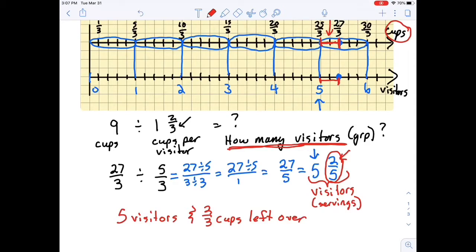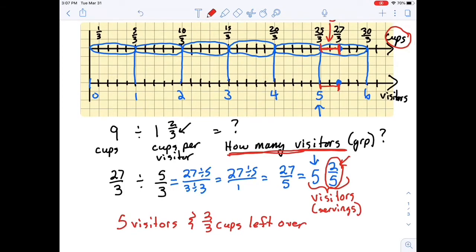So what if we hadn't had a double number line to help us? Could we have gotten to 2/3 of a cup? Yes, indeed we could have. Let's look and see how.